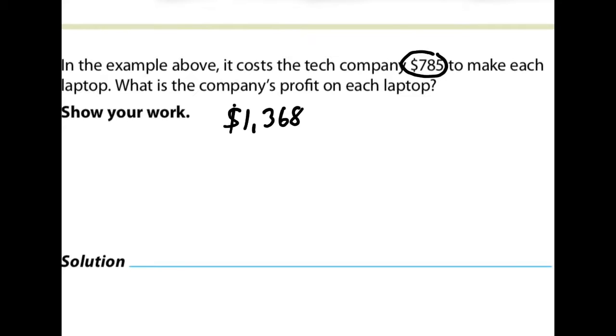So they sell each laptop for $1,368. Subtract away $785 that it cost them to make that laptop. When I do that, I get 3. 6 minus 8 I can't do, so I do some borrowing, which makes that a 16. 16 minus 8 is 8. 2 minus 7 I can't do. Borrow. 12 minus 7 I can do, which is 5.